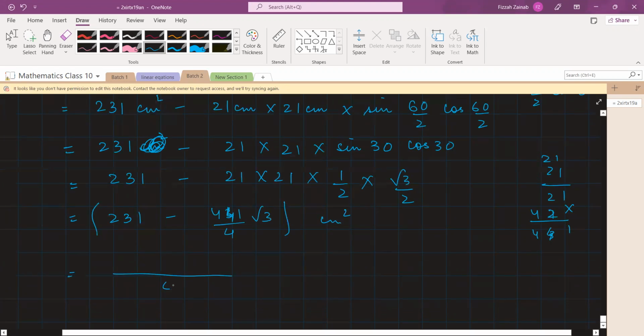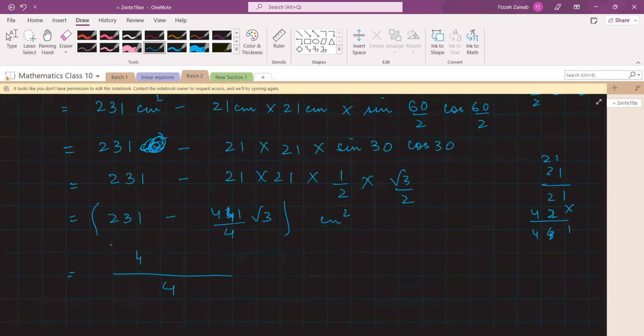4 will be the LCM here. And this will be 4 into 1 is 4. 4 into 3 is 12. Carry 1. 4 into 4, 524 minus 441 root 3, right? Then centimeter square.